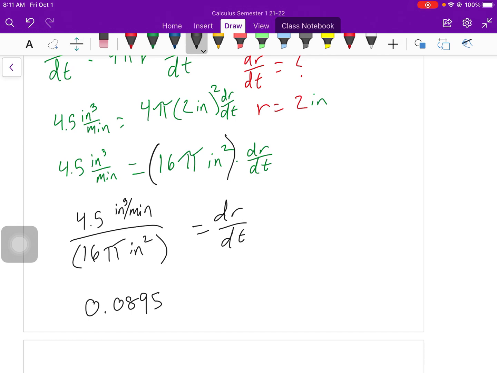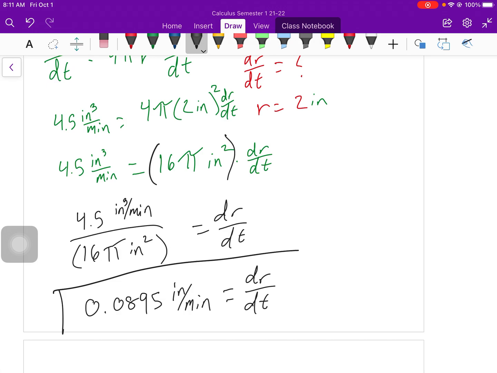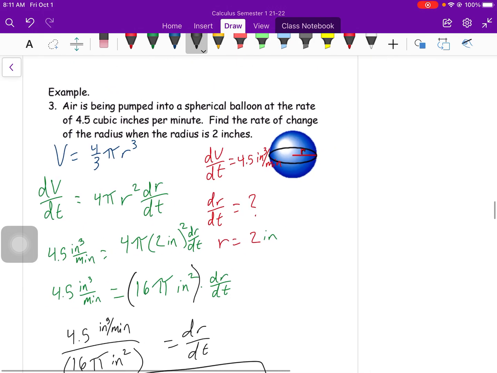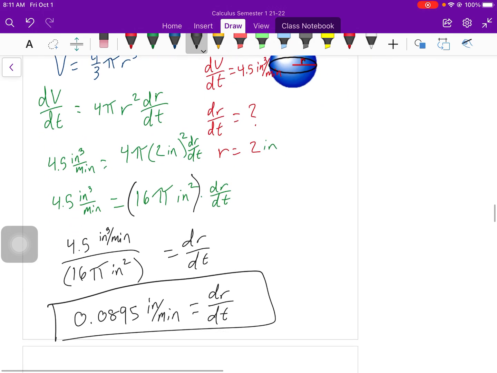My label, I have inches cubed on top and inches squared on bottom. That leaves inches on top, and then per minute. Minutes didn't have anything to change. So the derivative of the radius with respect to time, the rate of change of the radius with respect to time, is 0.0895 inches per minute.